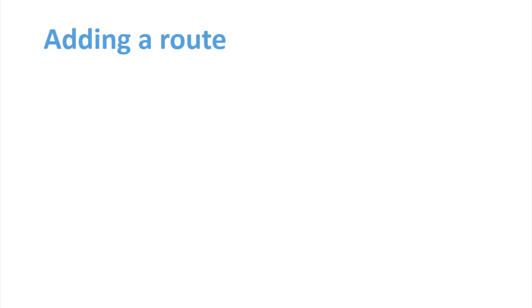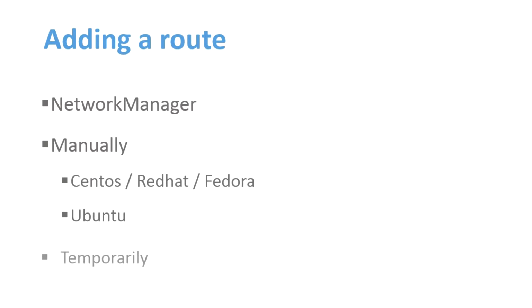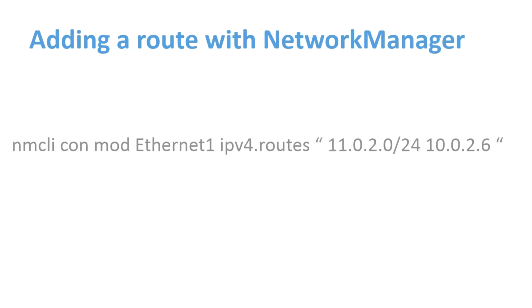Now that we have our networks and machines set up, let's set up a route to make the 11 network accessible from the 10 network. There are two ways to do it, so let's have a look at them. The first, which we will be going through in a moment, is to use Network Manager to save the route in our connection. Then there's a menu option for whichever distro you're using. And finally, you can set a route temporarily, which is useful for testing.